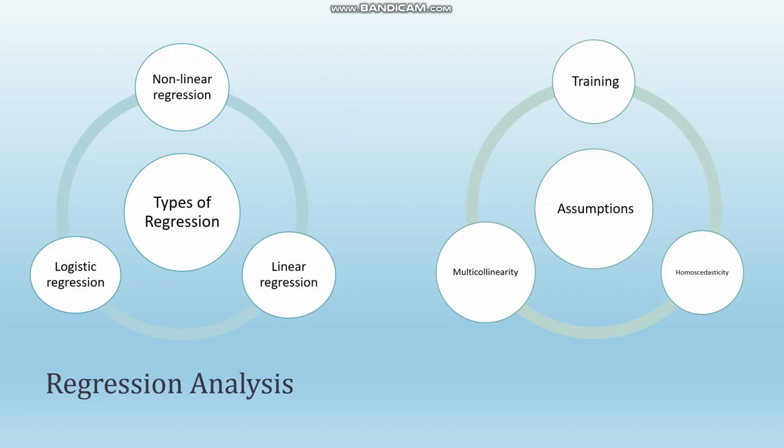Regression analysis, what is it? Regression analysis is a statistical modeling technique used by statisticians and data scientists alike. I am a data scientist, for example. It is a process of investigating relationships between dependent and independent variables. Regression itself includes a variety of techniques for modeling and analyzing relationships between variables. It is widely used for predictive analysis, forecasting, and time series analysis.